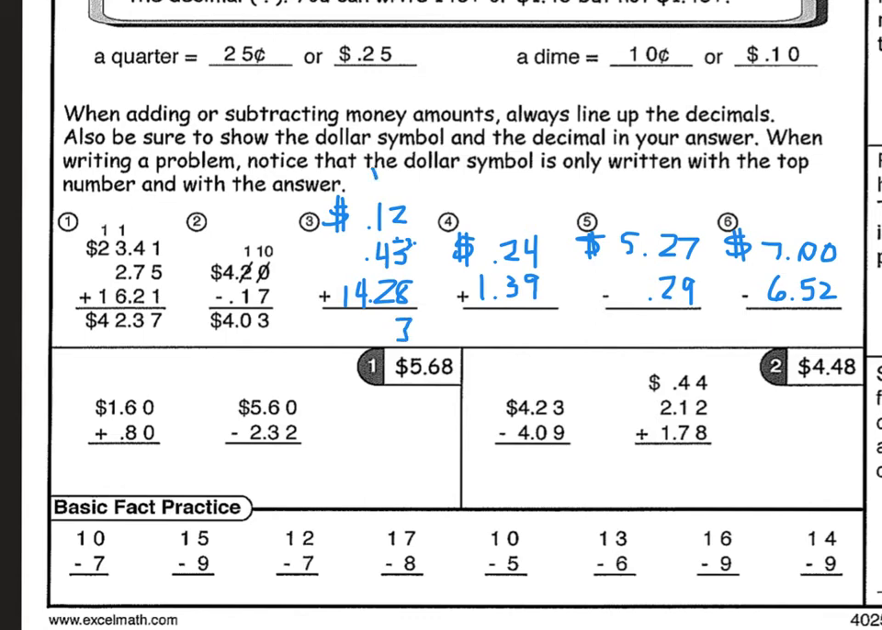1 and 1 is 2. 2 and 4 is 6. 6 and 2 is 8. So you should have put an 8 down here. The next thing you've got to put is a decimal point after that 8. And then you have $14 with nothing above it. So we're just going to bring that $14 down.